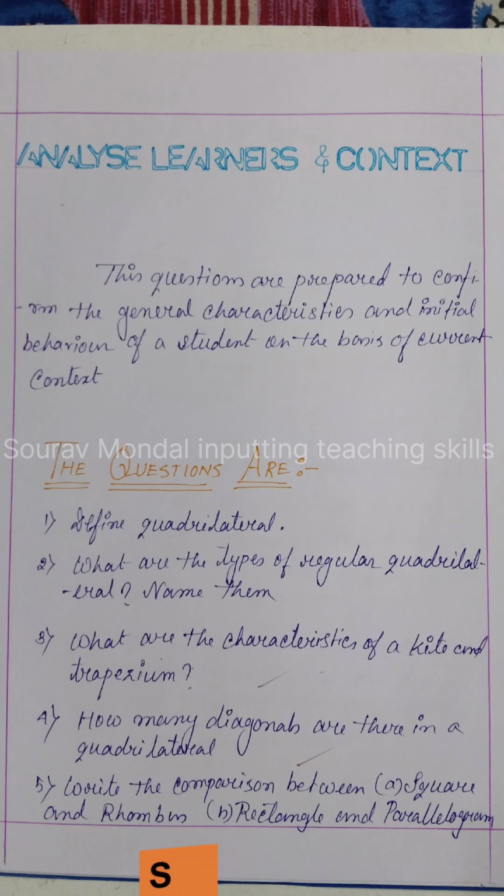Next, the step is analyze learners and context. Here I mention some questions from the previous knowledge of learners for the sake of transaction of today's lesson. That is like the questions: define quadrilateral, what are the types of regular quadrilateral, name them, what are the characteristics of a kite and trapezium, etc.